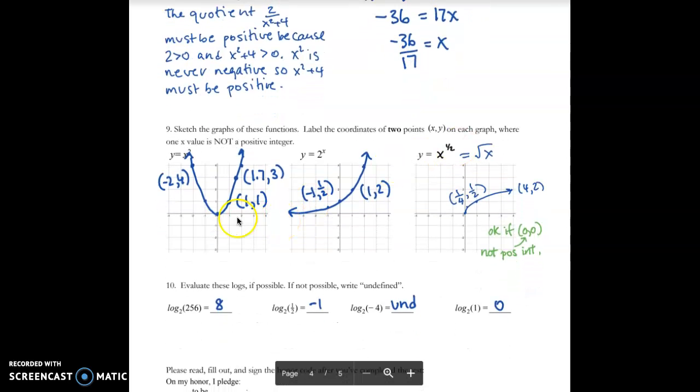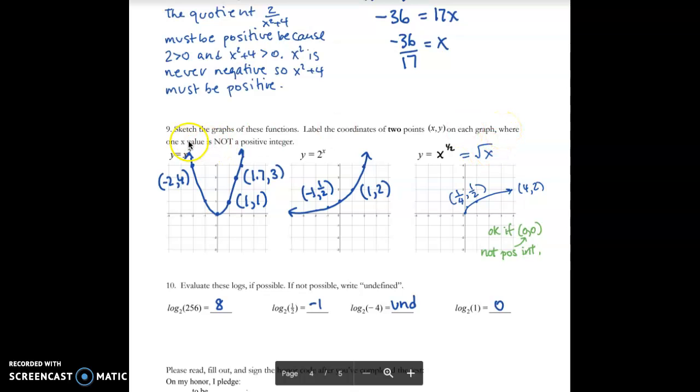For number 9, let's see, most common mistakes. The graphs are here. I guess the most common mistake on this problem was the third part. First, you have to recognize that x to the 1/2 is the same thing as square root of x, so that you can draw its graph.